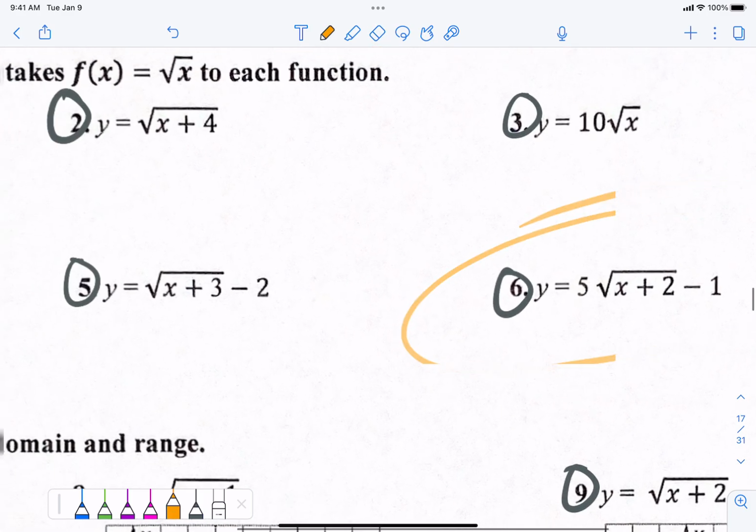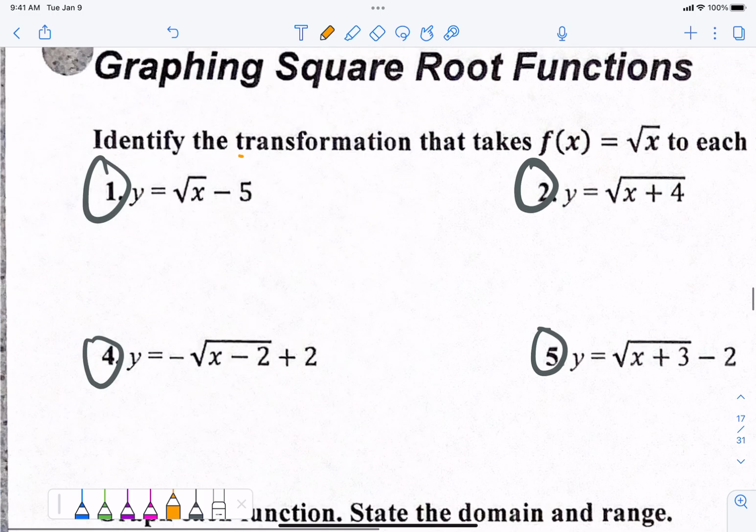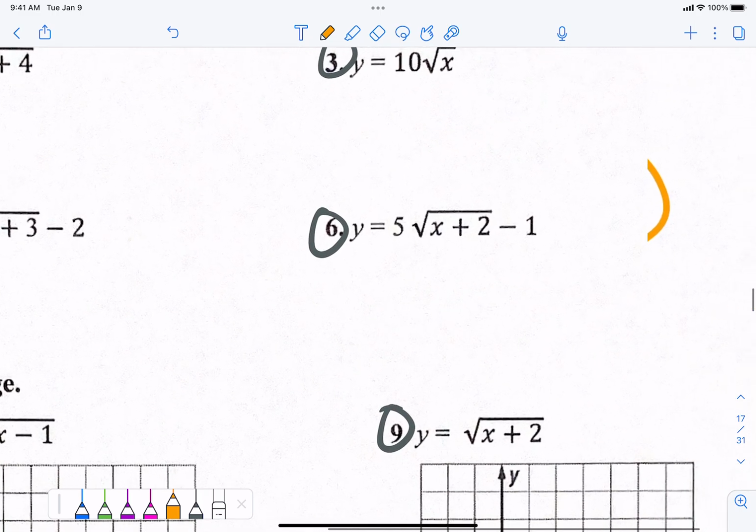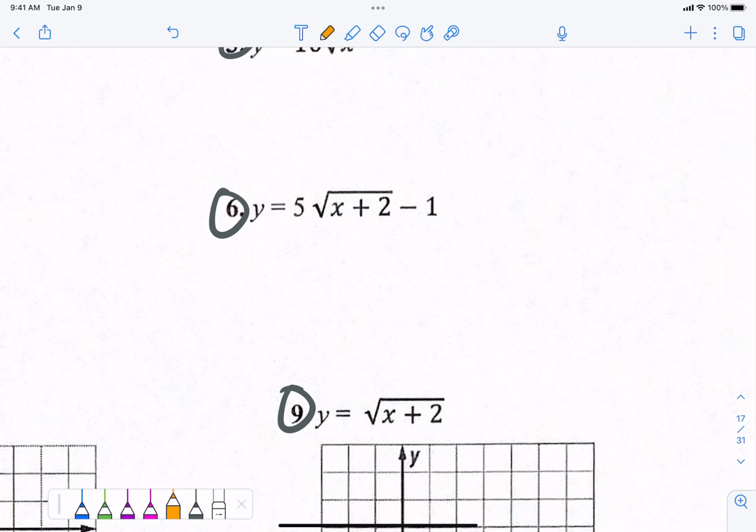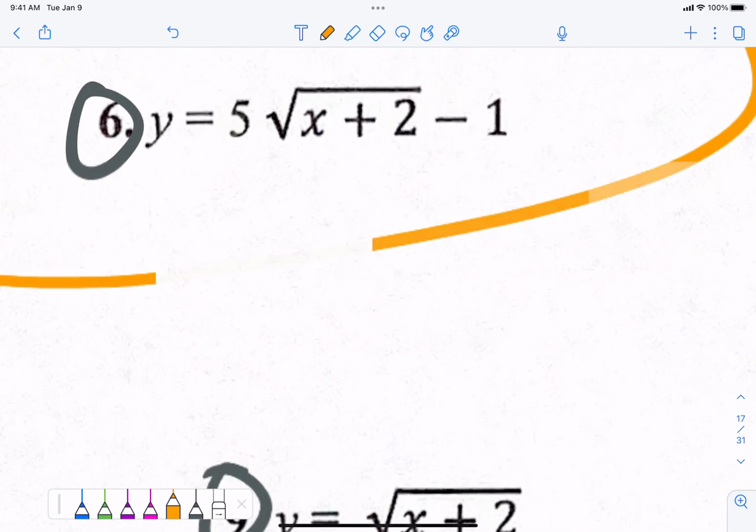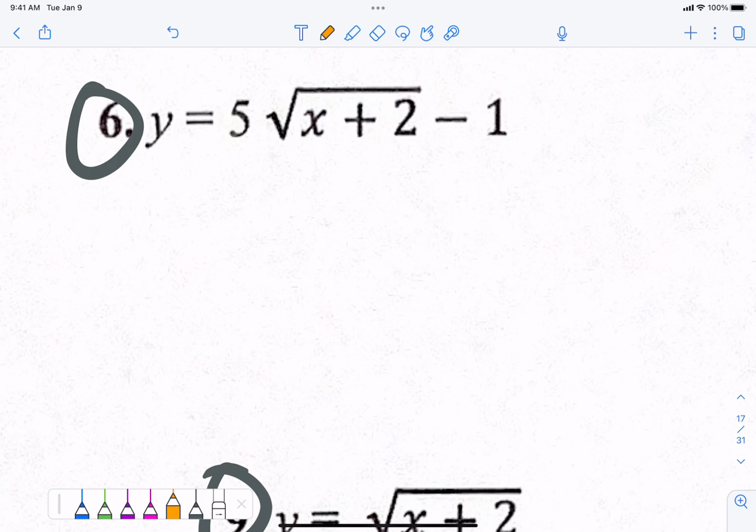Number 6 is just asking, identify the transformation, okay? Here we go. Identify the transformation. That means up, down, left, right, stretch, compress. What is it doing, right? The reason why I picked number 6 is because it has a lot of things going on there. How many things are happening? 3. 3 things are happening. Number 1, number 2, number 3. Okay? 3 things are happening.